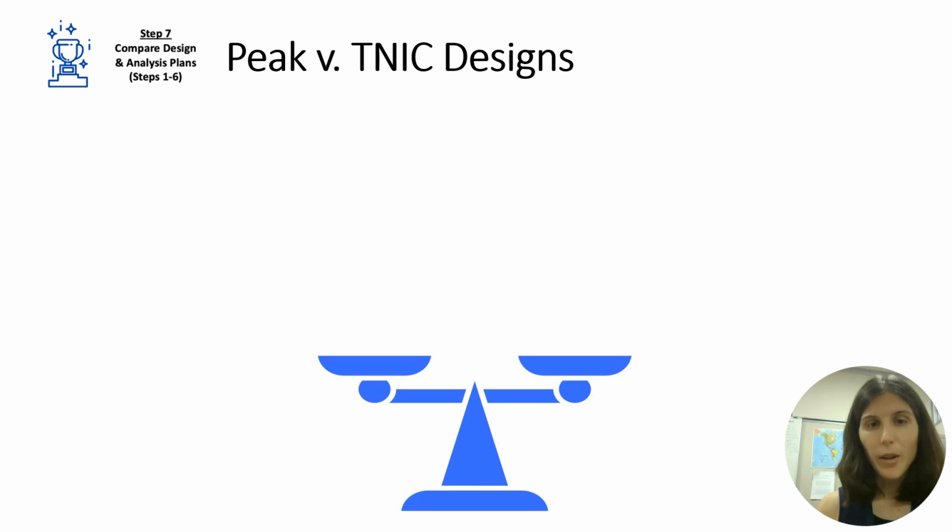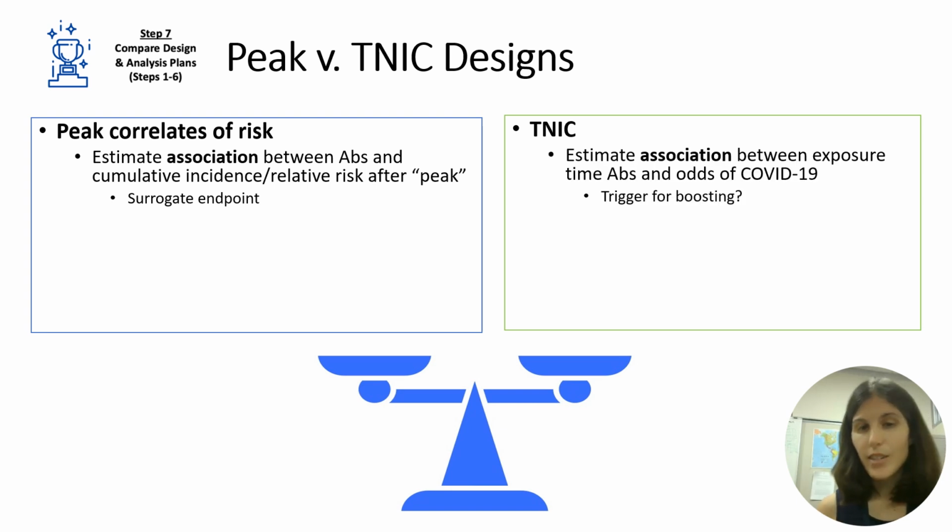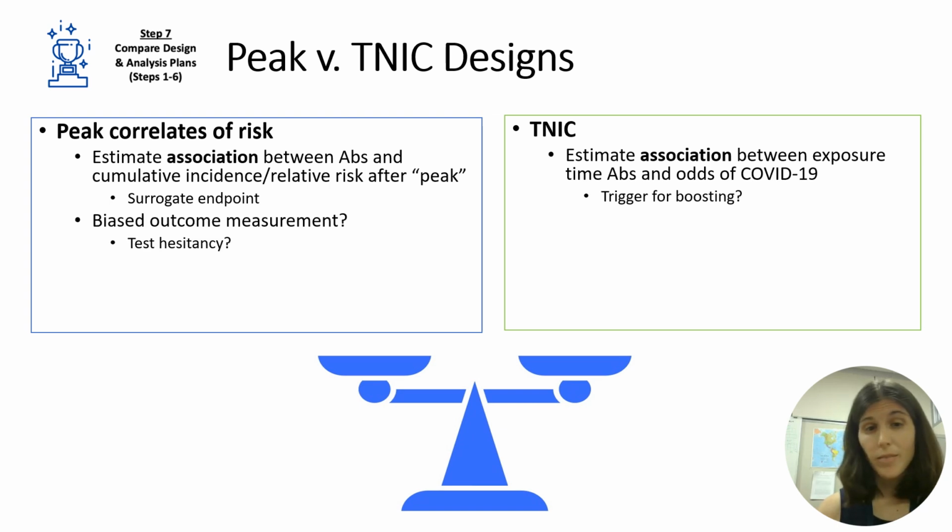So what have we learned about these two designs? Well, the peak correlates of risk design estimates the association between antibodies and cumulative incidence or relative risk after peak. So this is a great design for establishing a surrogate endpoint. The test negative design estimates the association between exposure time antibodies and odds of COVID-19, and this can be used as a trigger for boosting. So the two designs answer different questions.